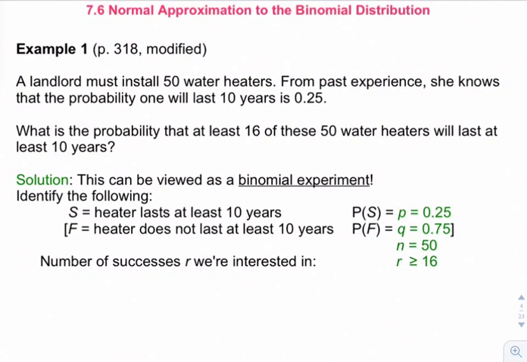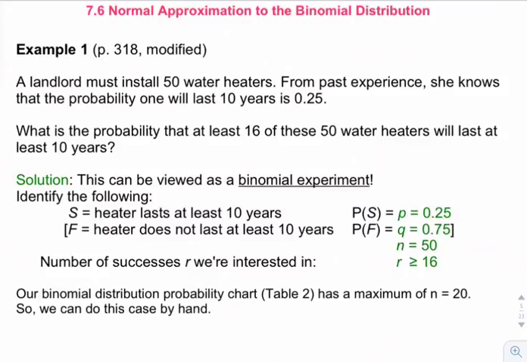So there's our data again. So fine, we use our binomial distribution, our binomial probability chart, table 2, but for us, this chart's not going to help us because our chart only goes up to n equals 20. If we had a bigger chart that went up to 50, that would be great. We don't have access to that. We need n equals 50. So we're going to do it by hand.